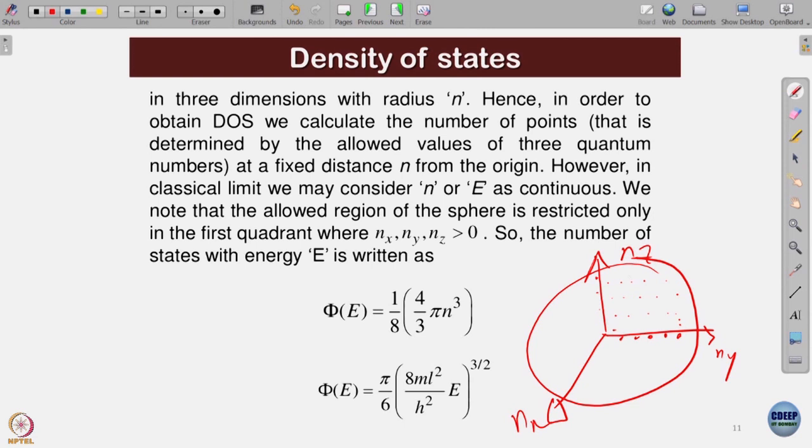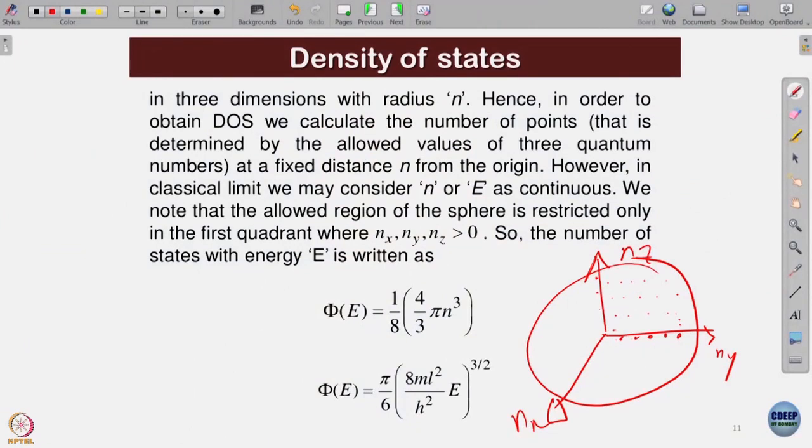The total number of states, when these are very large, is calculated like this, and this is the real crux of the matter: n x, n y and n z increase by 1. n x goes 1, 2, 3, 4, n y goes 1, 2, 3, 4. So there is a grid that I am forming, with all spacing 1. So if I get the volume, because of this unit spacing, the volume gives me the total number of states, and that is what I do now.